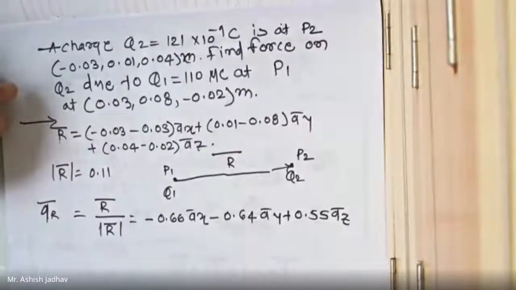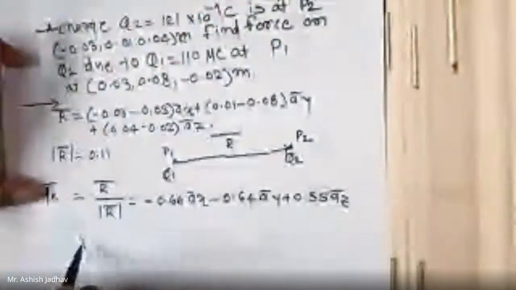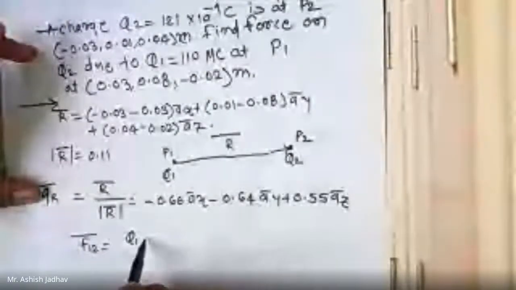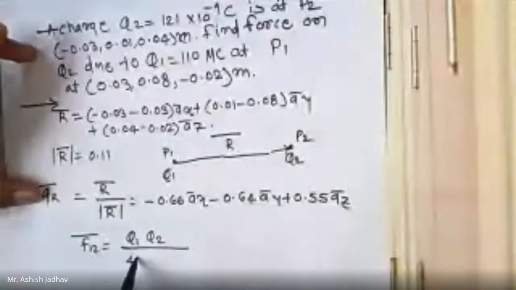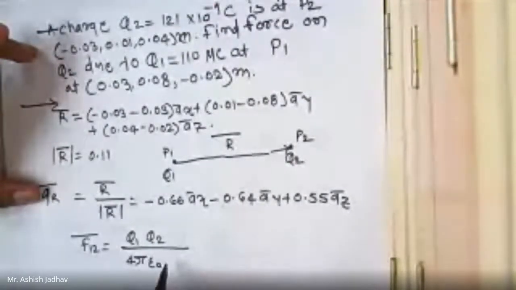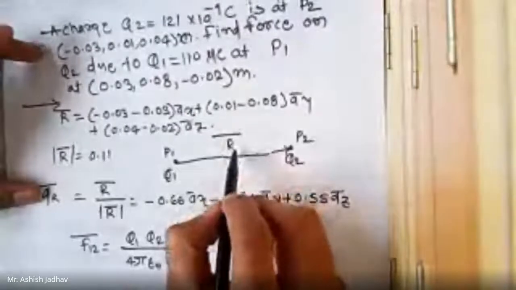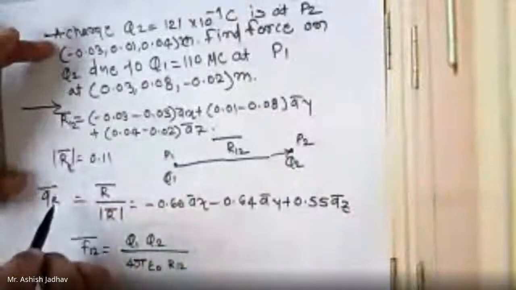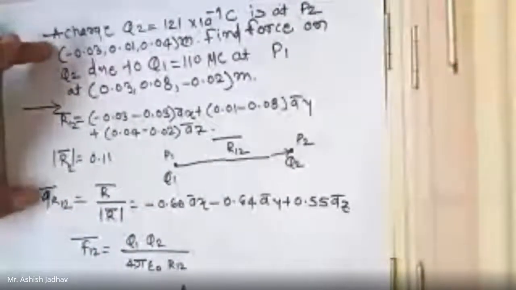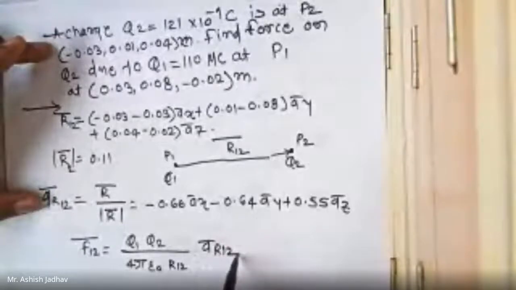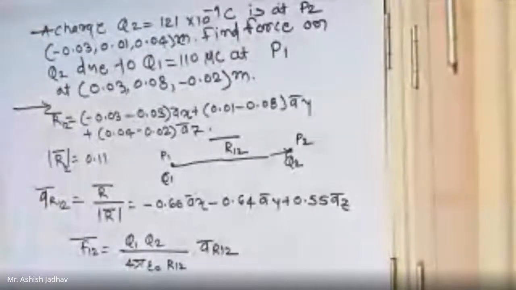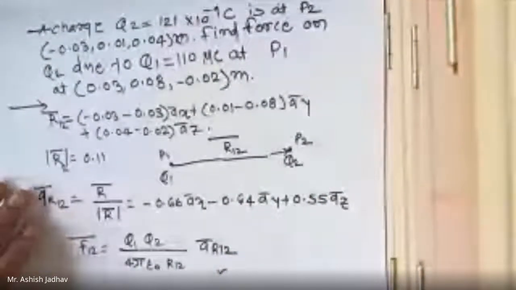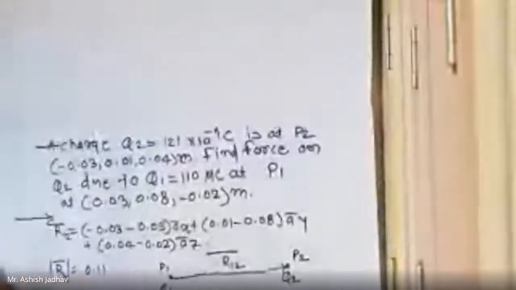Next we have to calculate the force on Q2. Force on Q2 is F12. It is equal to, as per Coulomb's law, Q1 Q2 upon 4 pi epsilon naught R12 square. So you may consider this as R12. This is R12. This is A bar R12. Right? So by using this formula, you can obtain the force on Q2. Now you can put the values.